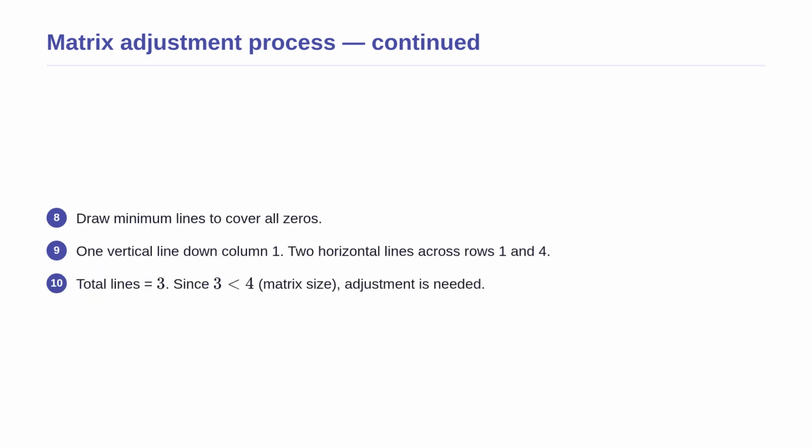Now we try to cover all the zeros with the minimum number of straight lines. We can cover them using one vertical line down the first column and 2 horizontal lines across the first and fourth rows. We have covered all zeros using only 3 lines. Since 3 is less than our matrix size of 4, this indicates that we cannot make a perfect assignment just yet. We will have to adjust the matrix to find the final answer.